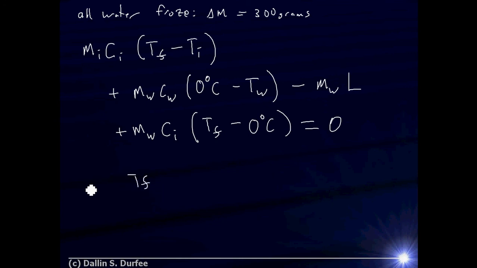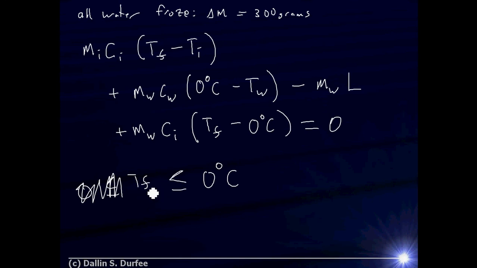What do I expect the final temperature to be? I expect the final temperature to be less than or equal to 0 degrees C. If it's higher than 0 degrees C, I couldn't have frozen all the water. There must be some liquid water left, all right? So if I find an answer which is less than 0 degrees C, then I probably chose the right scenario.